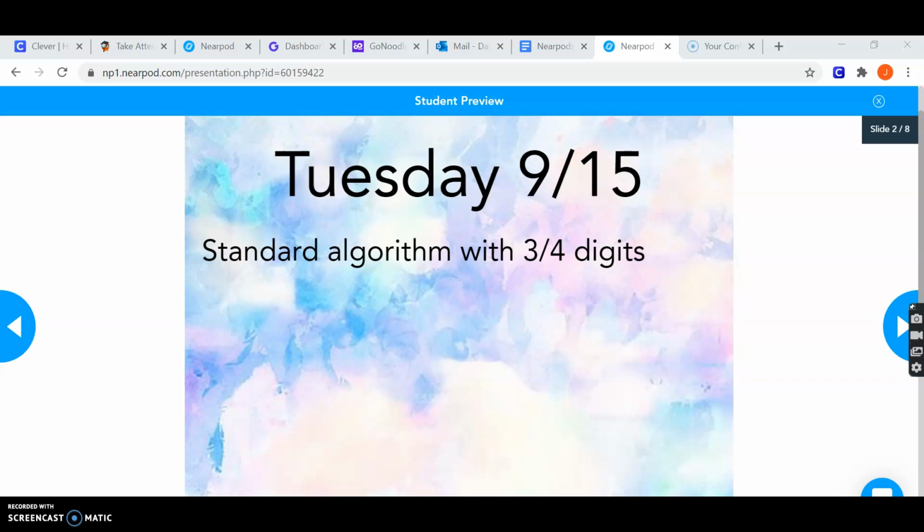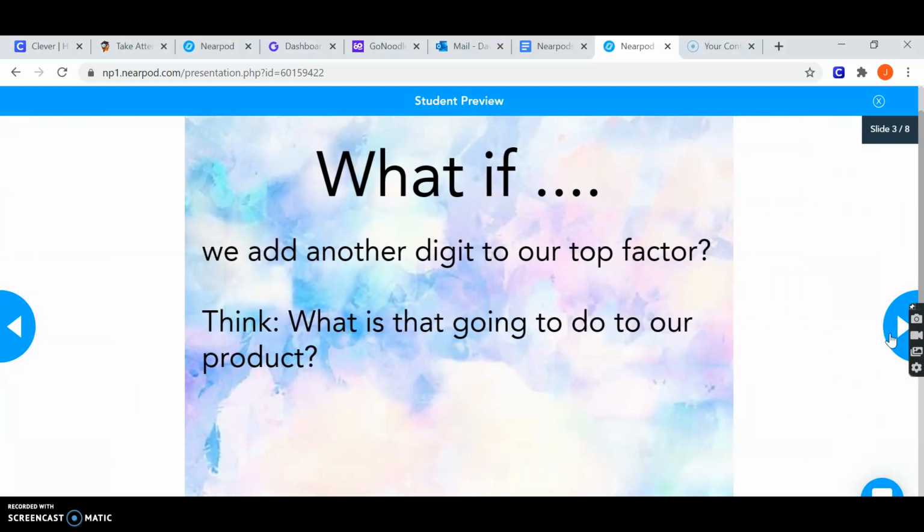Today in math, we are going to be working with standard algorithm with 3 to 4 digits in our top number. So what if we add another digit to our top factor? Think about what that's going to do to our product or our final end number. Think about also what that's going to do to our partial products. Are they going to look a little different? What do you think will happen to the amount of digits they have in each number?